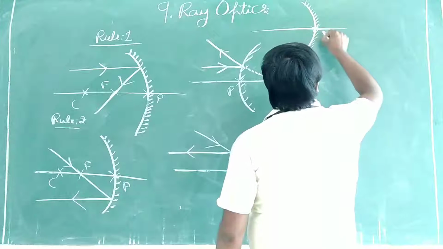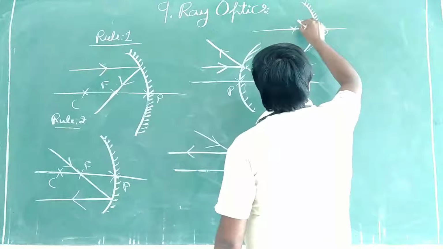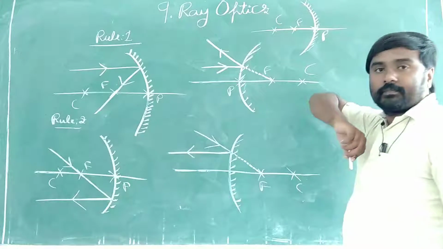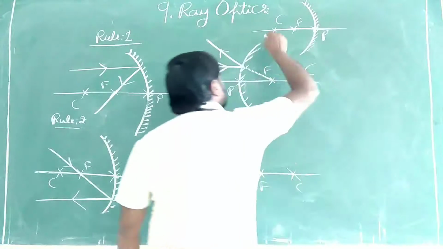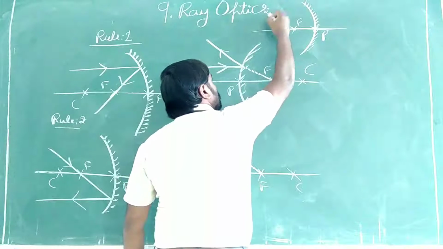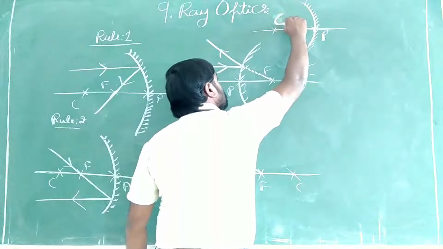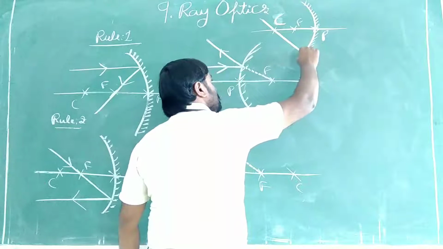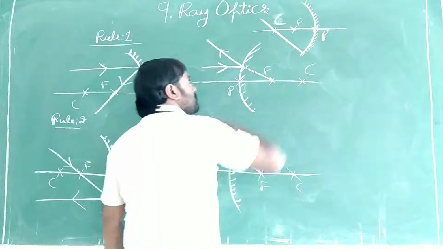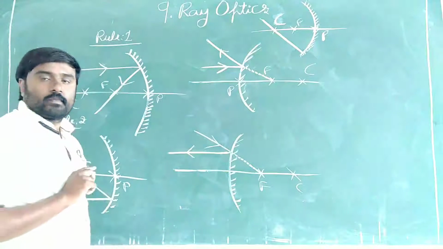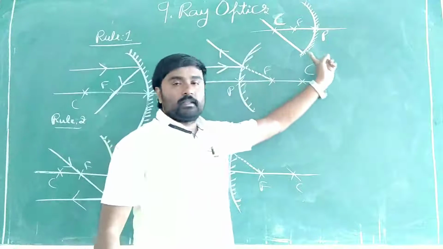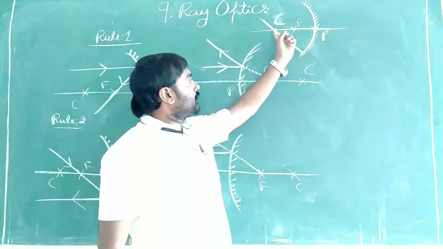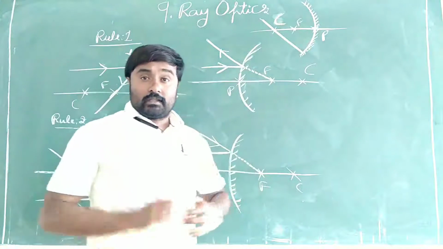So this is the pole, this is focus, this one is the center of curvature. Whenever the ray of light passes through the center of curvature and is incident on the silver surface of the concave mirror, this is actually the normal incidence. The line joining any point of the mirror to its center of curvature will be the normal.